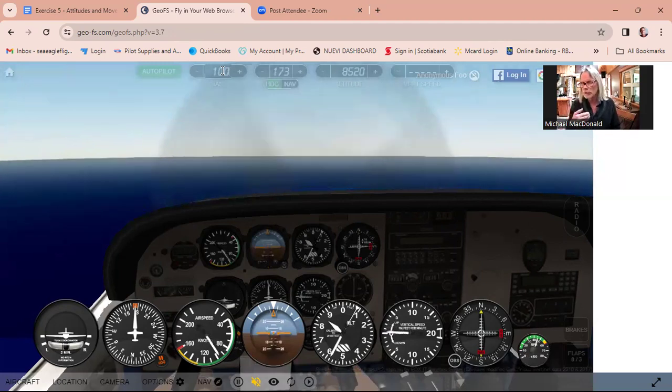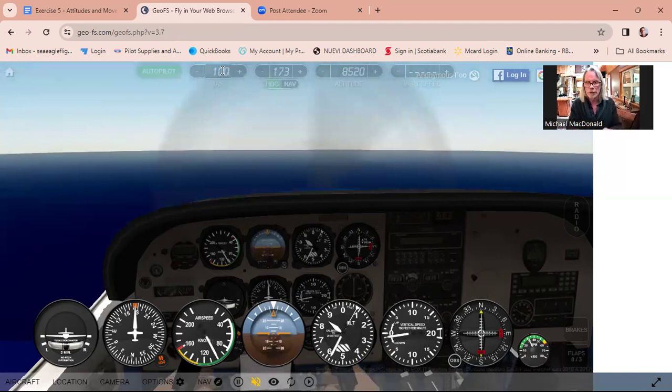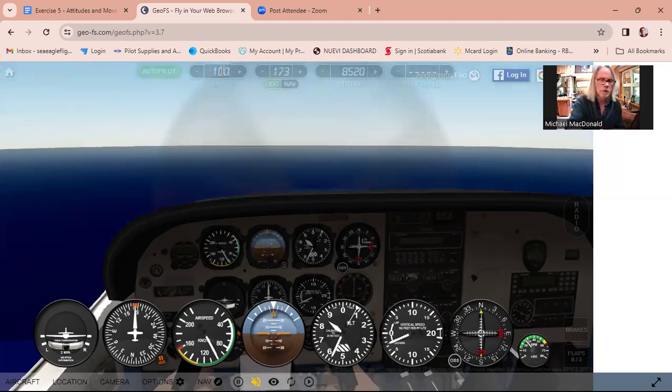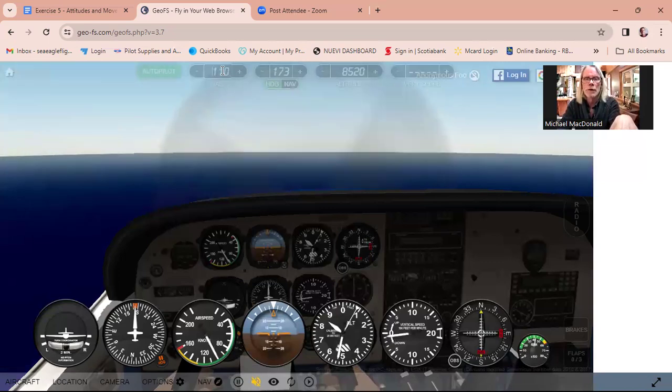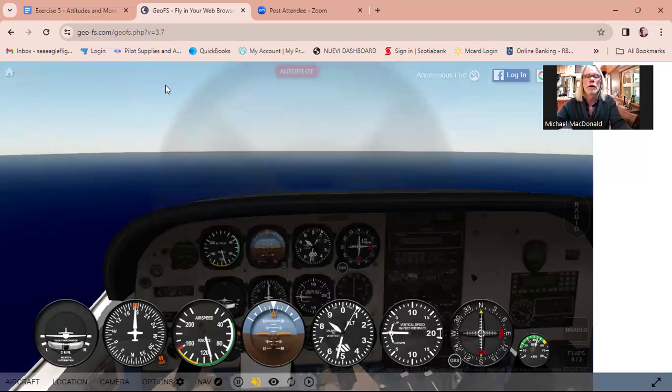Okay, so what I'm going to do now is pitch the nose down, okay? By pushing on the elevator or the control column. So let's do that. Let's see what happens with the airspeed when we pitch. Well, let's talk about the horizon first. So we're going to pitch the aircraft down. Pitching the nose down. Here we go. I'll turn off the autopilot. That'll help. Autopilot off. Okay, so we're going to pitch the nose down.